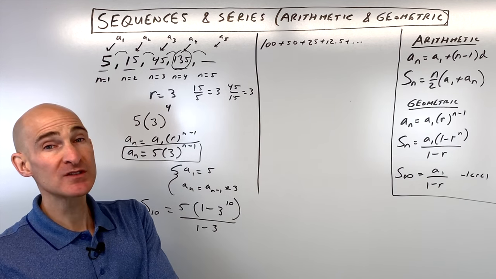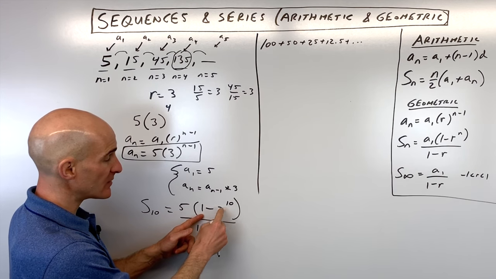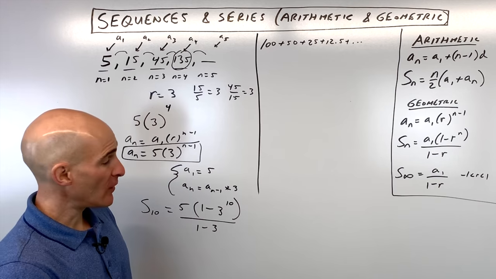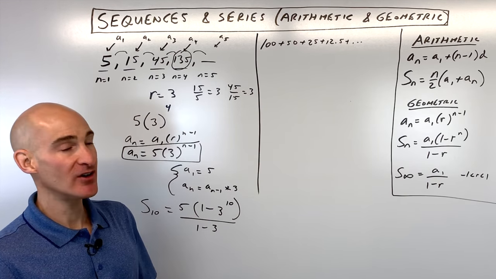Now, when you work with this formula, you want to be careful. Some students mistakenly will write 1 minus 3, oh, that's negative 2 to the 10th power. But you want to follow the order of operations. You want to do the exponents first and then the subtraction. Okay, so you're with me?